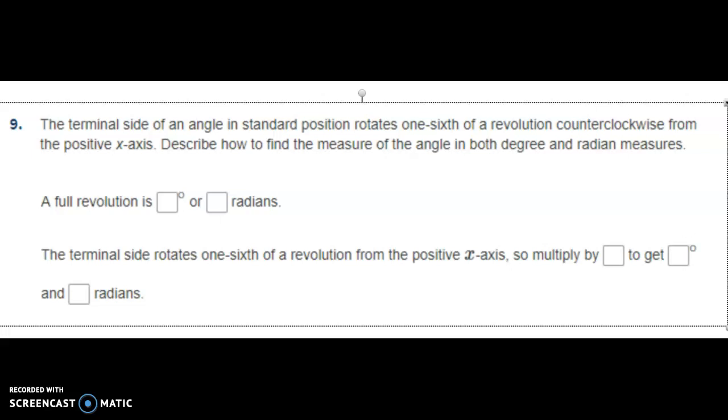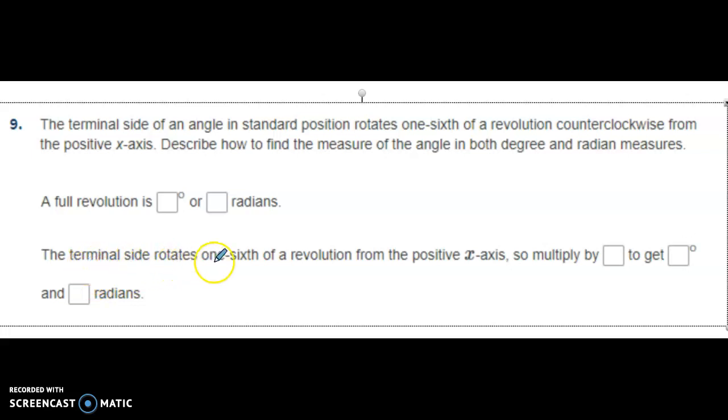So first they're asking, a full revolution is how many degrees or how many radians? You should remember a full revolution, that's just what you're used to, is 360 degrees. And for radians, this is a really important thing to remember: a complete circle for radians is always 2 pi.